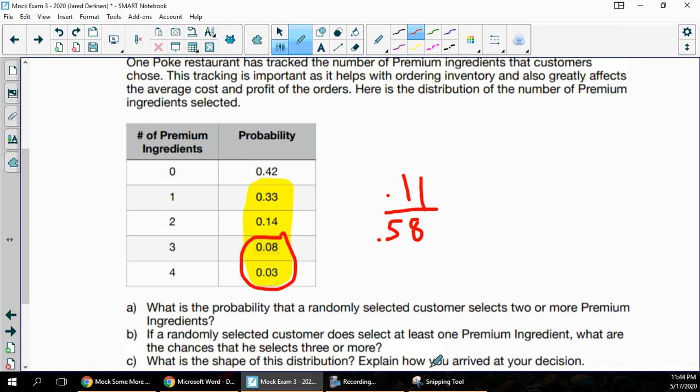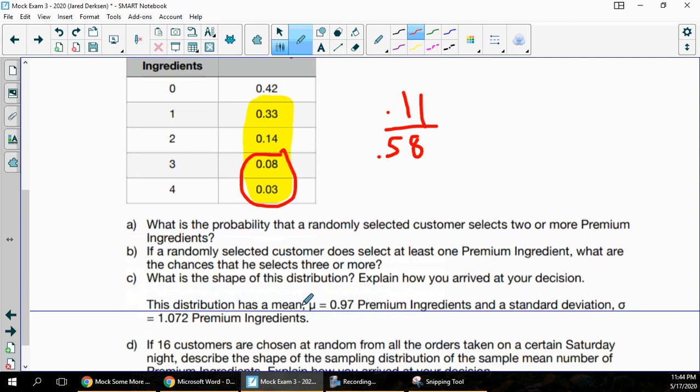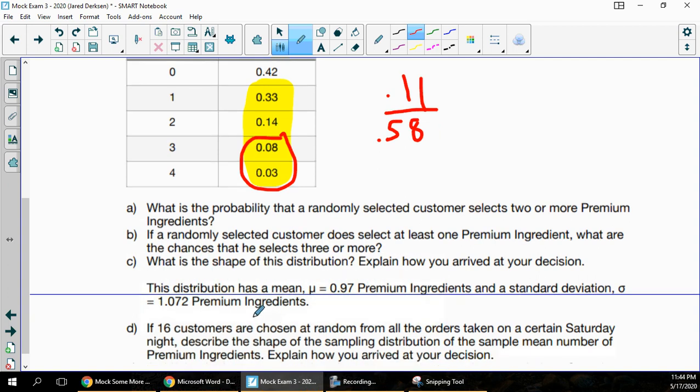What's the shape of this distribution? Well, I kind of turn my head to the right so that 0 is now on the left, sort of rotate that around and make a little histogram in my mind and see that this is a right skewed distribution. So it says, explain how you arrived at your decision. Well, that's because these smaller numbers occur a lot more frequently than these larger numbers, which makes it into a right skewed distribution.